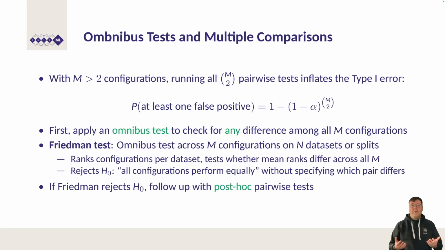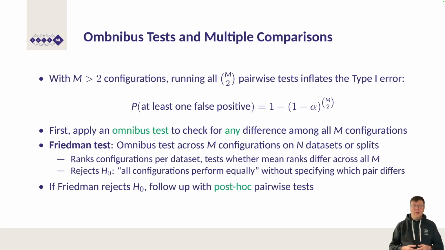So far, we have considered comparing exactly two configurations. However, in practice, we often want to compare many configurations simultaneously. For example, a set of AutoML systems evaluated on an entire benchmark suite. A naive approach would now be to run all pairwise Wilcoxon tests, but if we have m configurations, there are m choose 2 pairs. Each test has a probability alpha of producing a false positive, and these errors accumulate.